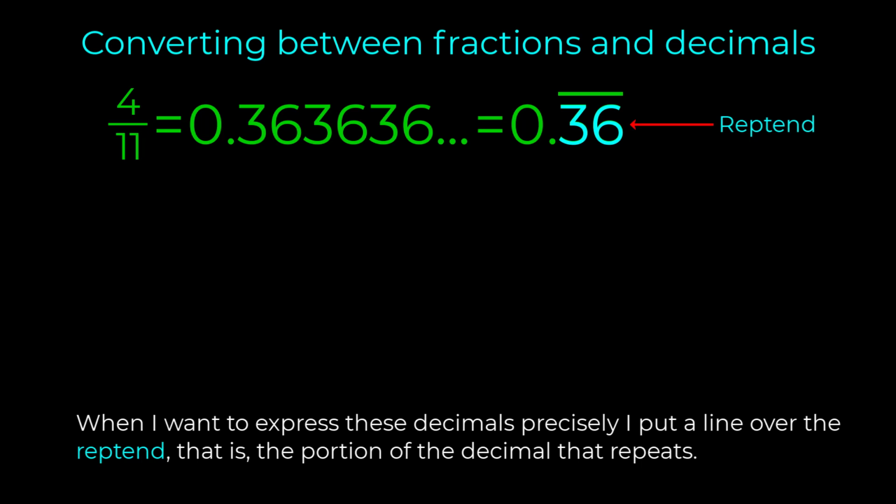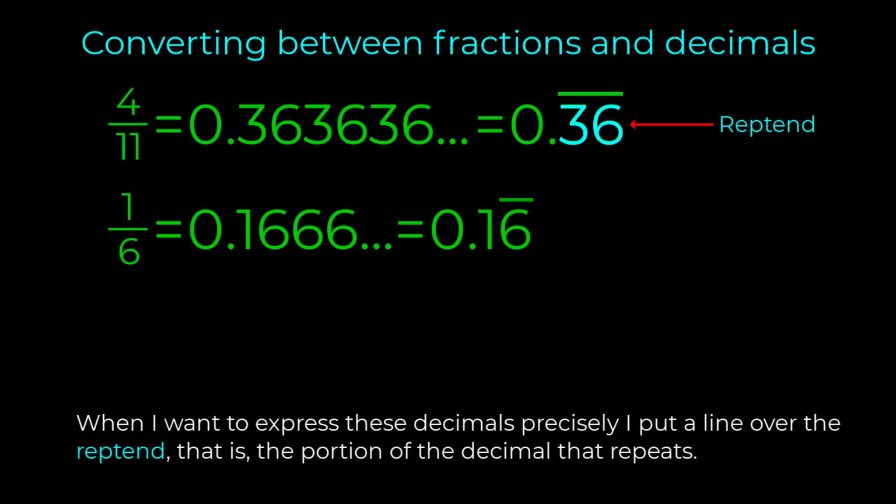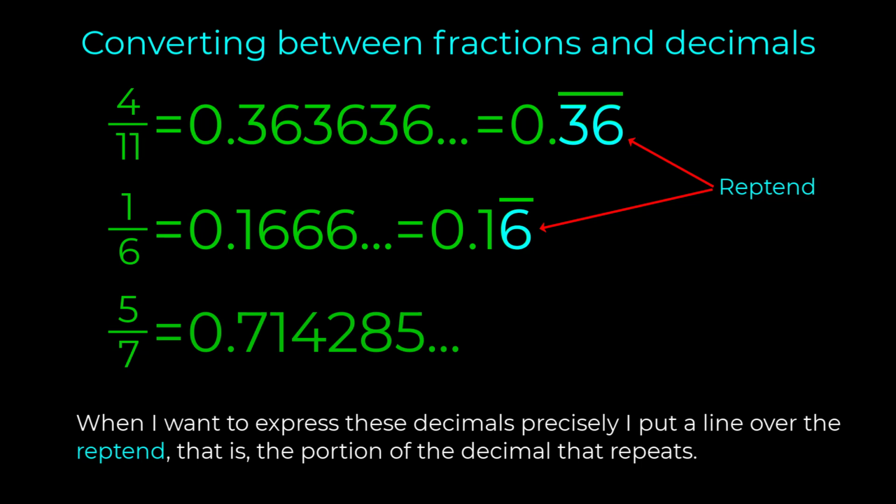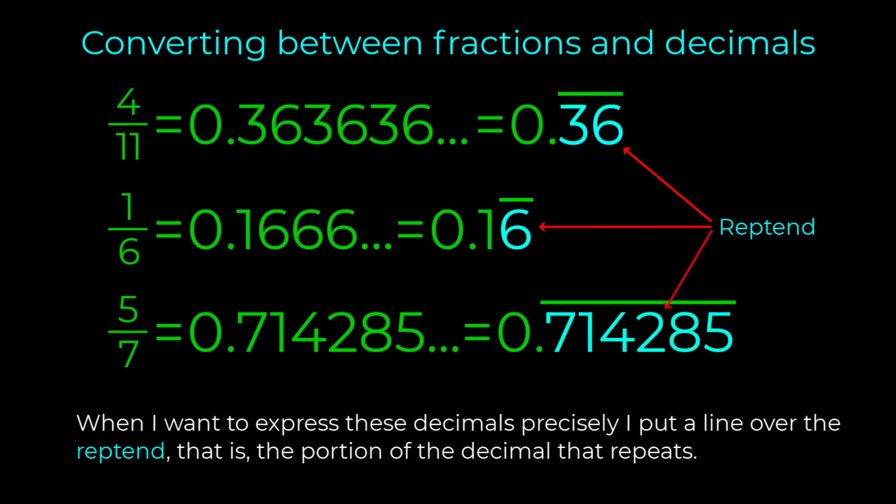As I mentioned earlier, the decimal equivalent of 1/6 is 0.1666 ad infinitum. We would indicate that repetition by putting a line over the 6, since that is the portion of the decimal that repeats. The decimal equivalent of the fraction 5/7 is 0.714285, with those 6 numbers repeating ad infinitum. Therefore, the decimal would be represented with a line over those 6 numbers.